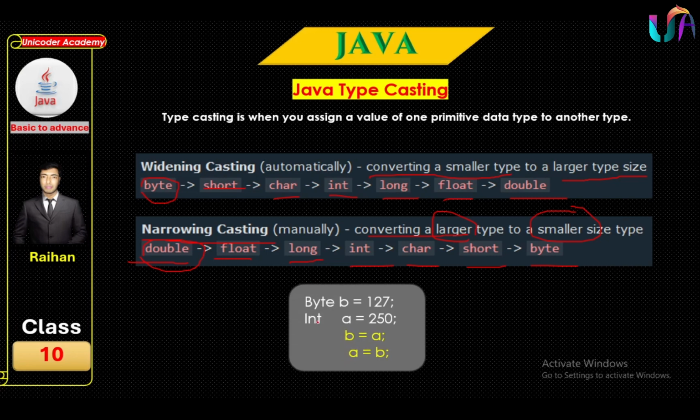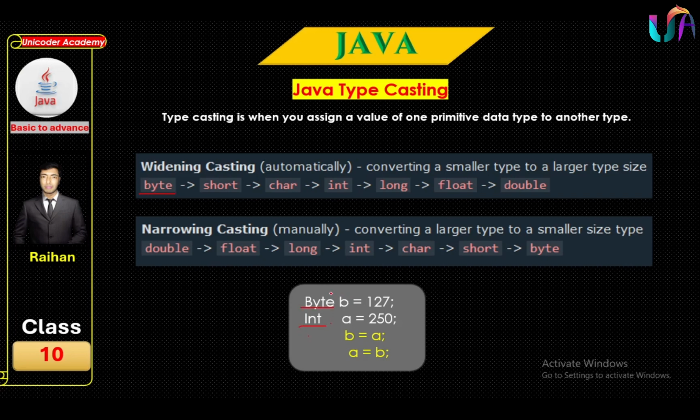So here is the example. You can see this is a byte data type and an integer data type. So there are two different data types, two different variable names and two different values. The byte value is 127, and the integer you can see. Which one is larger and which one is smaller? Let's check: the byte is smaller and the integer is larger.